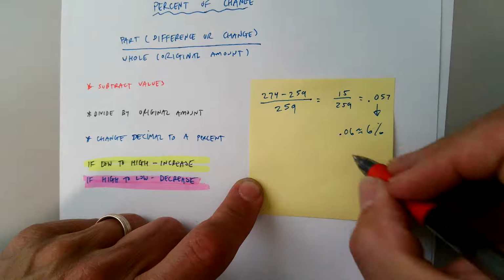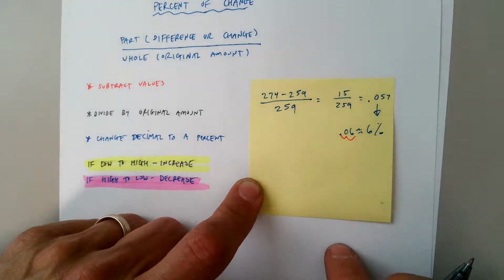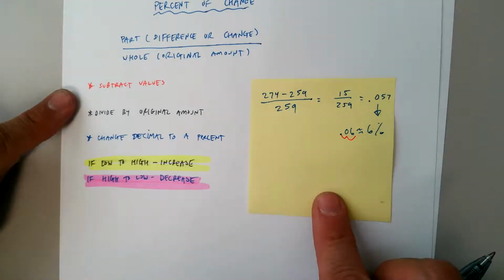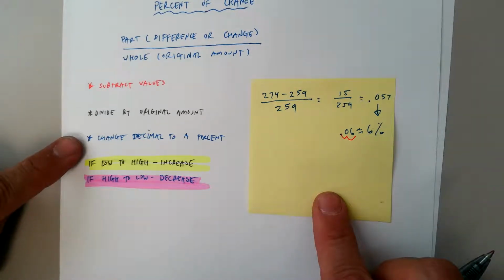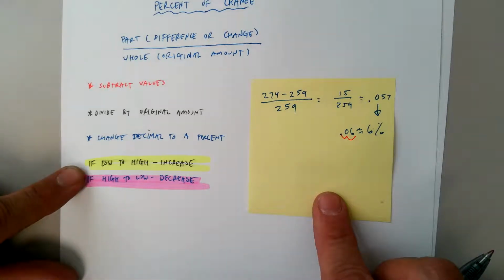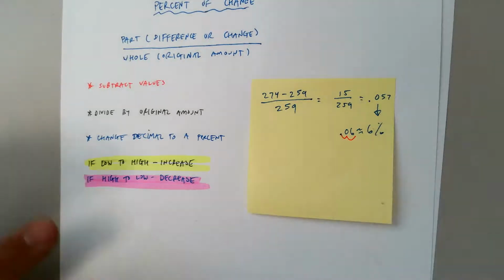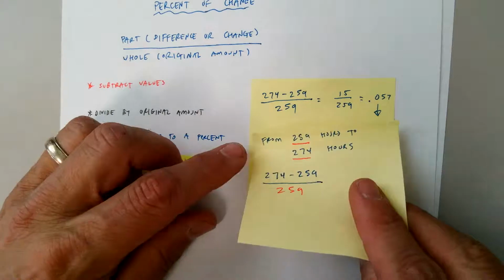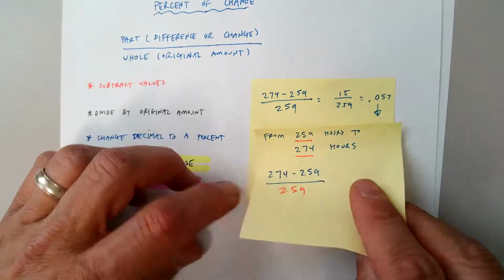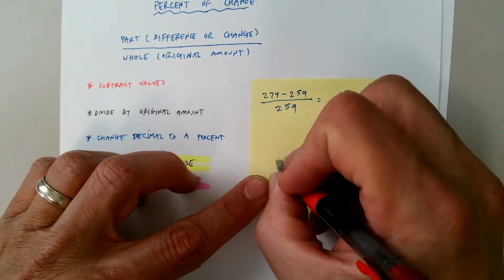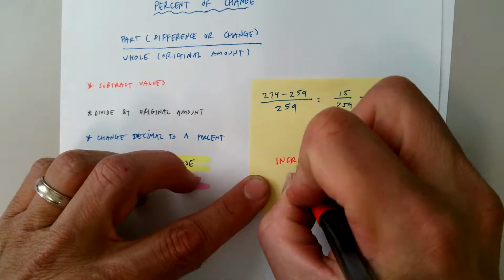Remember, you got to move that decimal 2 places to the right. So the strategy is you subtract the values, divide by the original amount, and change the decimal to a percent. Remember, if it's low to high, it's an increase. If we look at our original problem, we had 259 hours to 274 hours. So this is actually a percent increase, right?